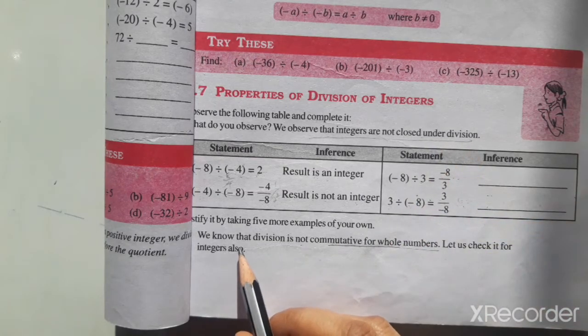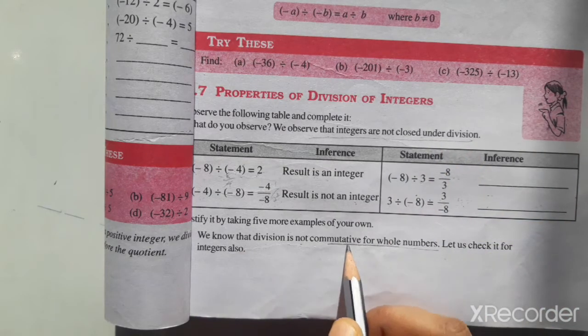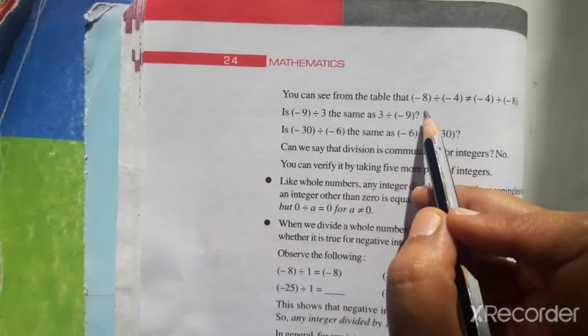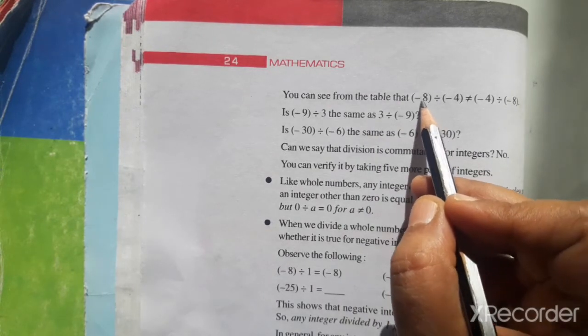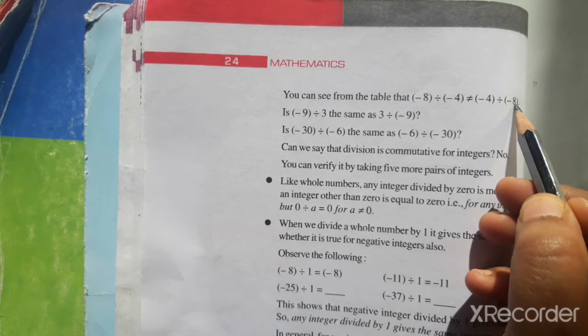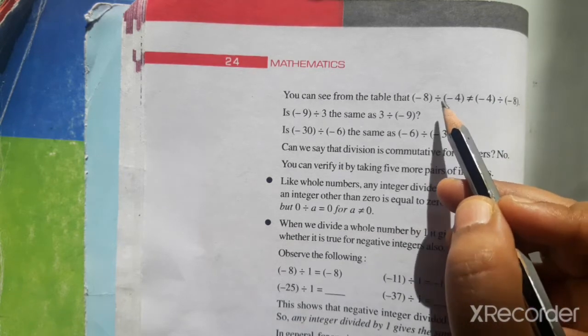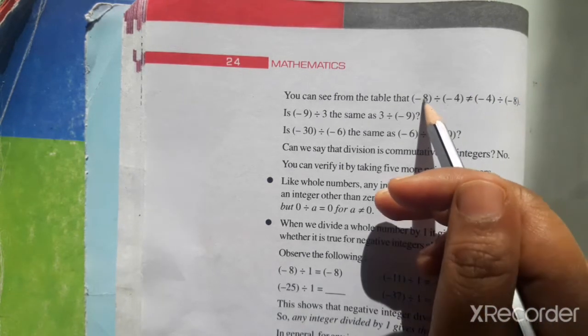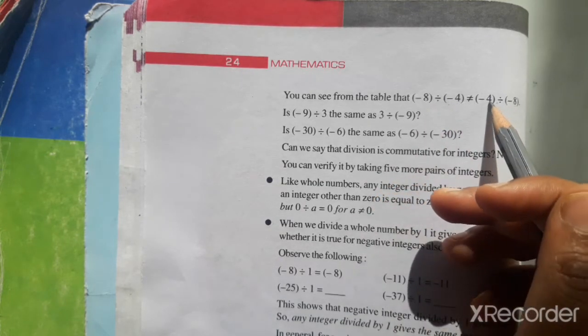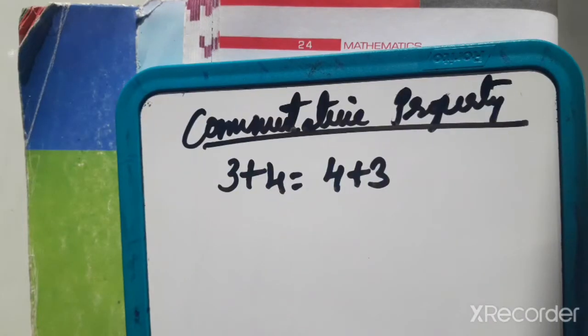And next, let's check that division is not commutative for whole numbers. Observe this example, or you can make your own example. Minus 8 divided by minus 4 does not equal minus 4 divided by minus 8. Commutative property means just reversing. Here minus 8 is the first number and this is second; here this is in second place and this is in first place. Just reversing it.